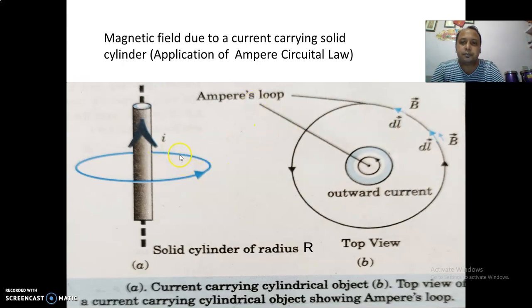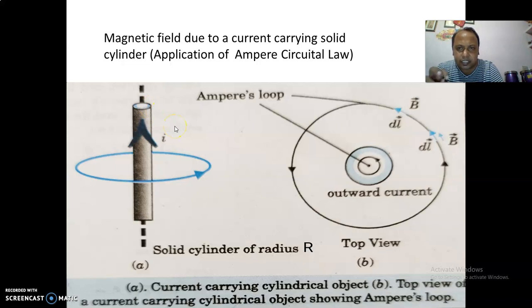Here you can see we are considering a cylinder. It is a conductor only. We can consider it to be a straight conductor which is cylindrical in shape. It can be a wire also, where a current I, small I, represents the current which flows in the direction as shown here. Now the radius of the cylinder is capital R.